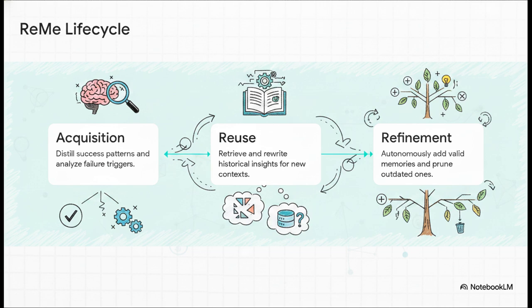Second is reuse. And this is key. It doesn't just copy-paste past answers. It dynamically rewrites historical insights to fit the nuances of a brand new context. And third is refinement. It continuously optimizes its own memory pool. It autonomously adds new valid memories as it learns, while aggressively pruning and throwing away outdated or bad ones so they don't corrupt future tasks.